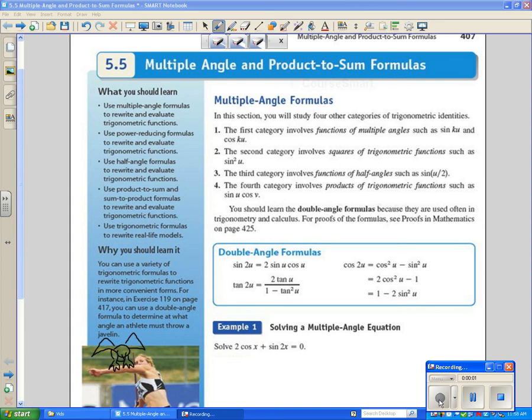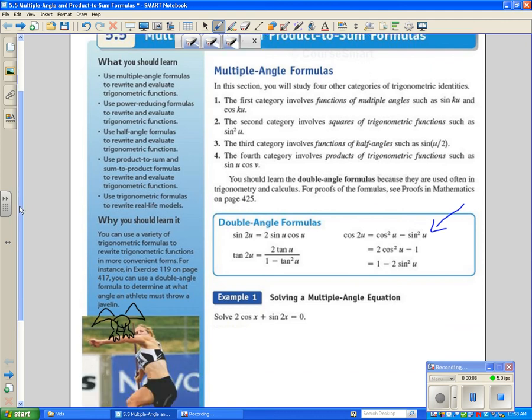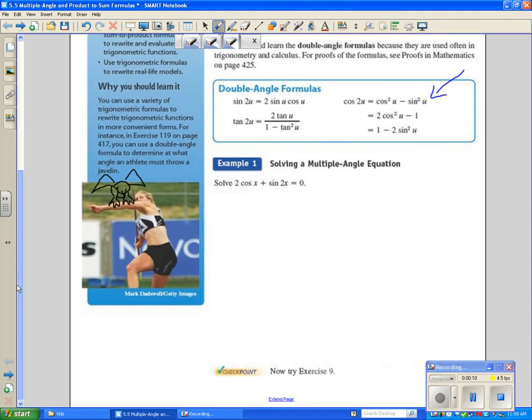All right, 5.5, multiple angle and product to sum formulas. All about these formulas. I'm going to show you where these formulas come from in class, but right now we're just going to use those formulas in evaluating.